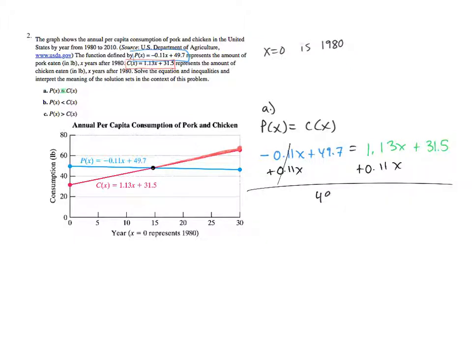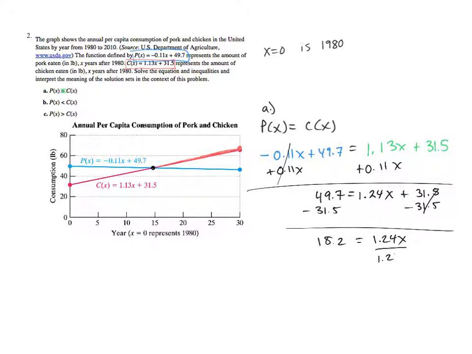So we've got 49.7 is equal to 1.24x plus 31.5. Now subtracting 31.5 from both sides, I would get 18.2 is equal to 1.24x, and then dividing both sides by 1.24, we get x equals 14 point 7, so that's about 14.7. I'm going to just say that that is approximately 15.